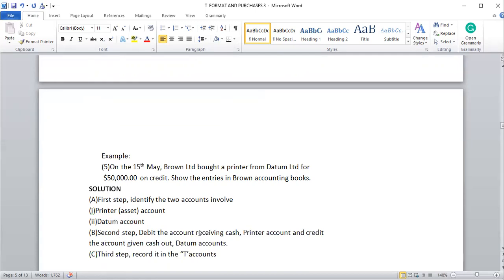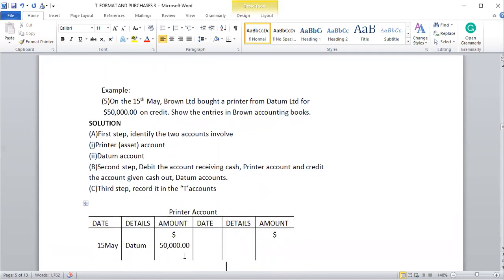So the second step, debit the account receiving, that's the printer account, and credit the account giving, that's Datu account. Then the third step, record it in the T account. So we look at the T account. The printer account first, it has to be debited. So on the left-hand side, it has been debited. It shows the date column, 15th May, date of the transaction. The details column, Datu, because the corresponding entry is found in Datu account, as the amount was not paid for immediately, and the amount involved is $50,000.